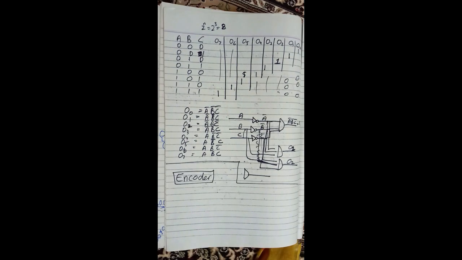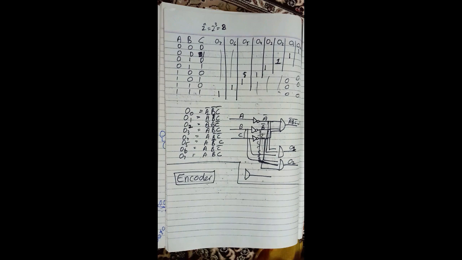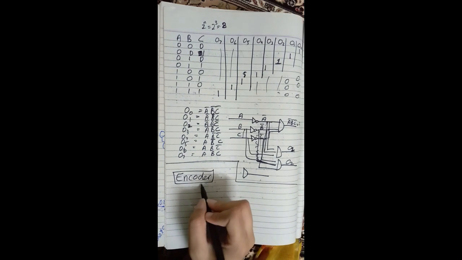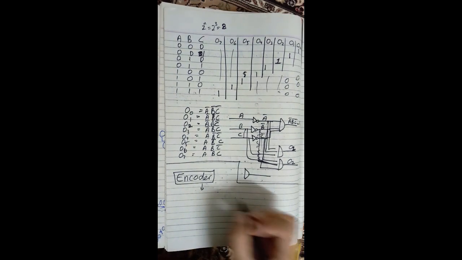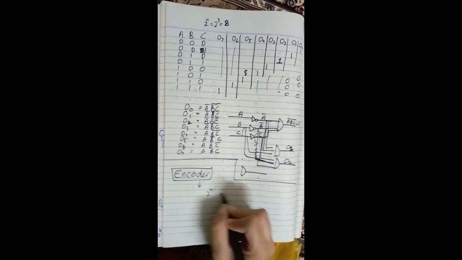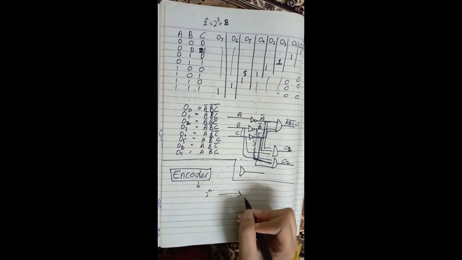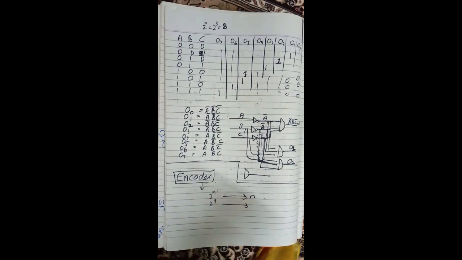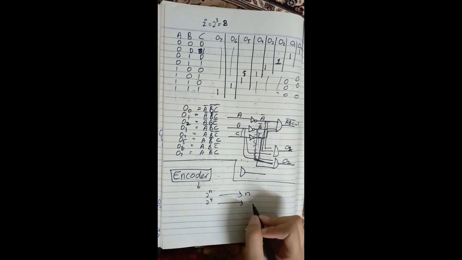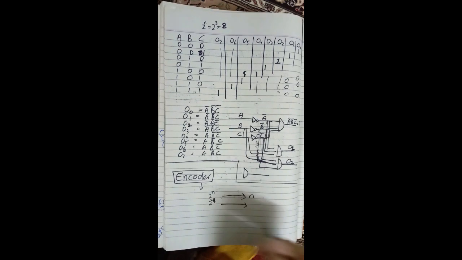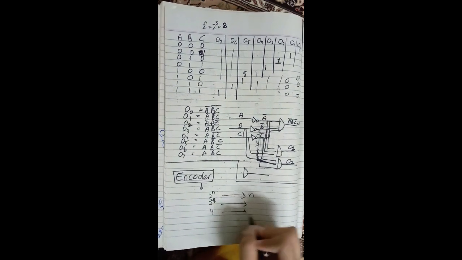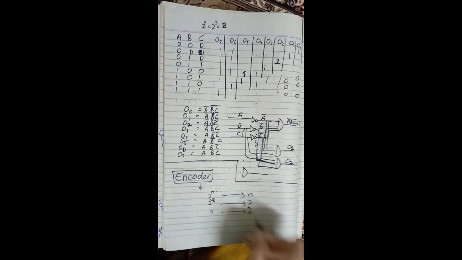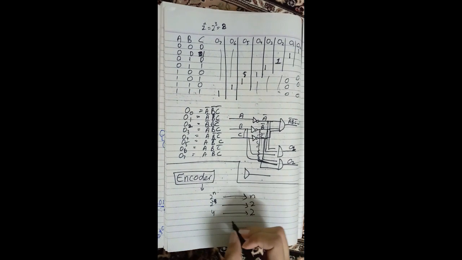Okay, the encoder is a digital circuit that performs an inverse operation of a decoder. It has 2 raised to power n input lines and n output lines. It is the opposite of the decoder. Like if we have 2 raised to power 2 inputs, like 4 inputs, the output will be 2.